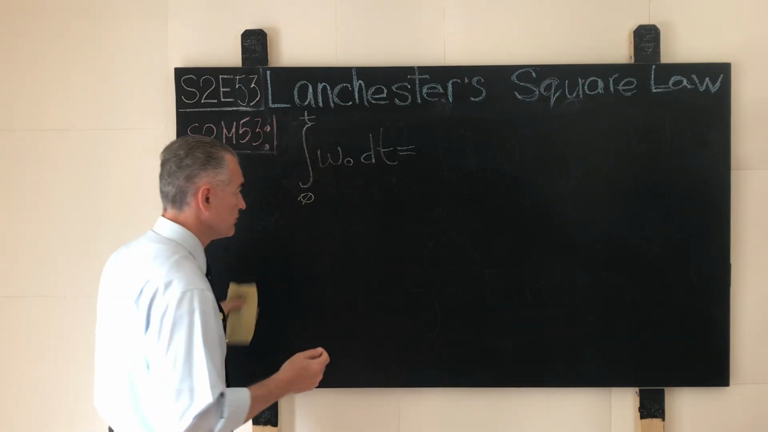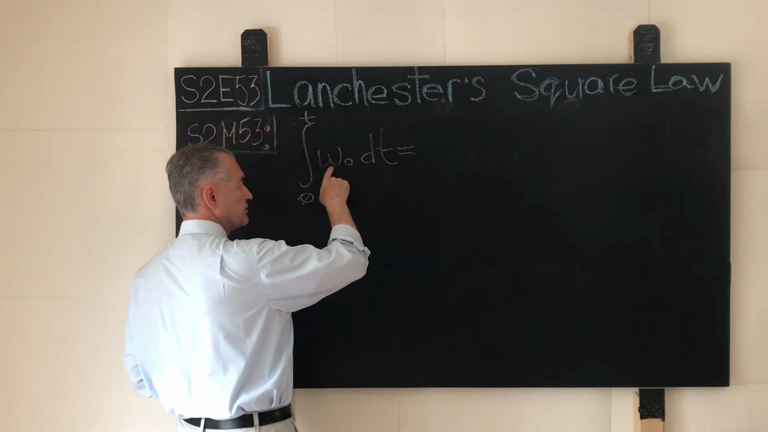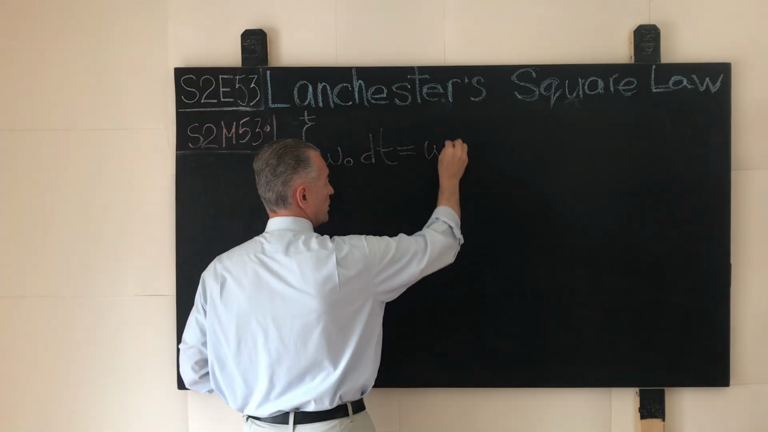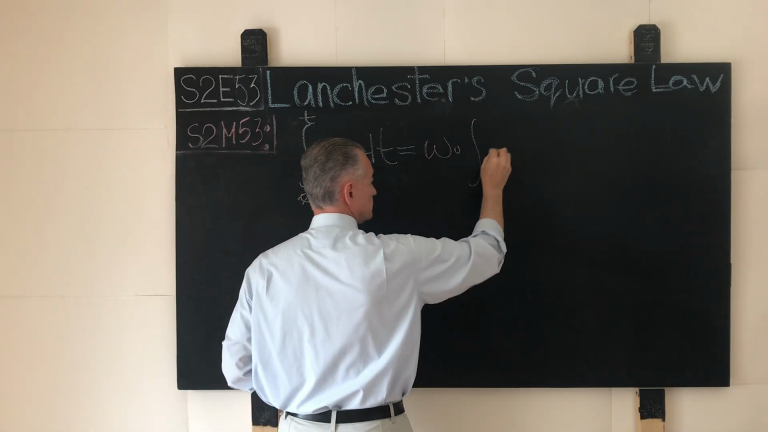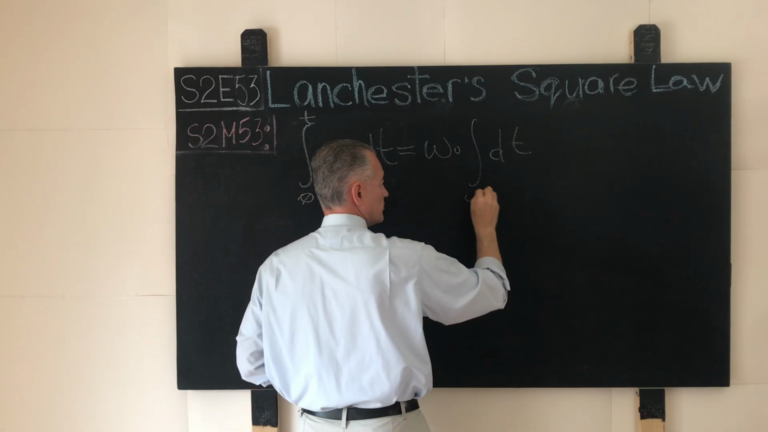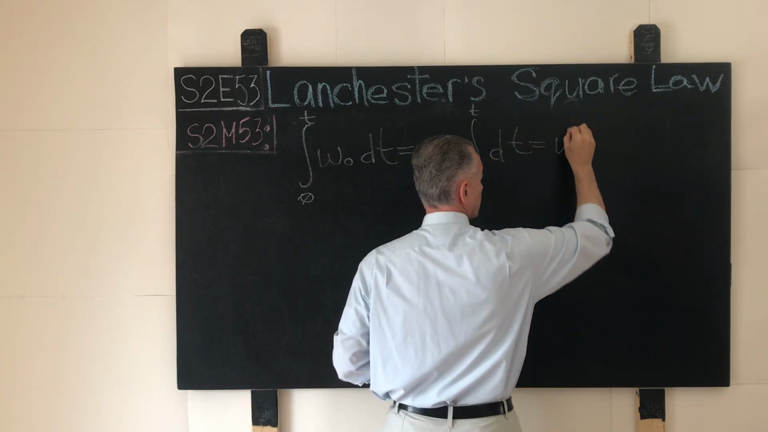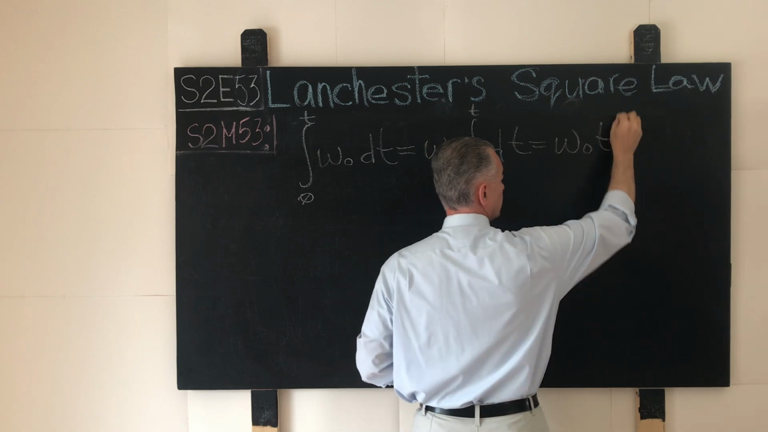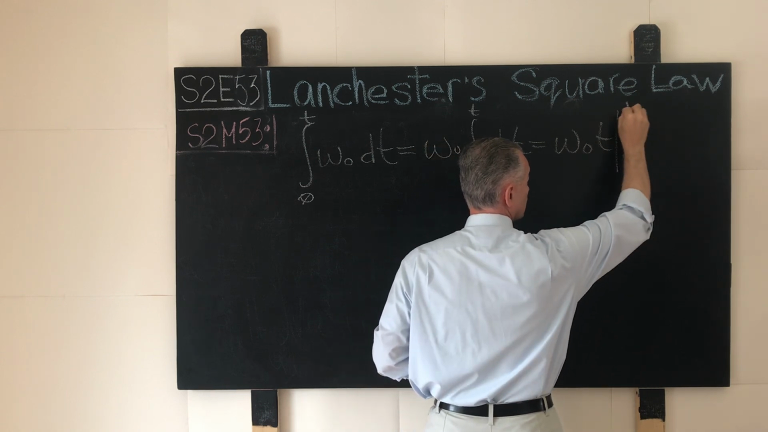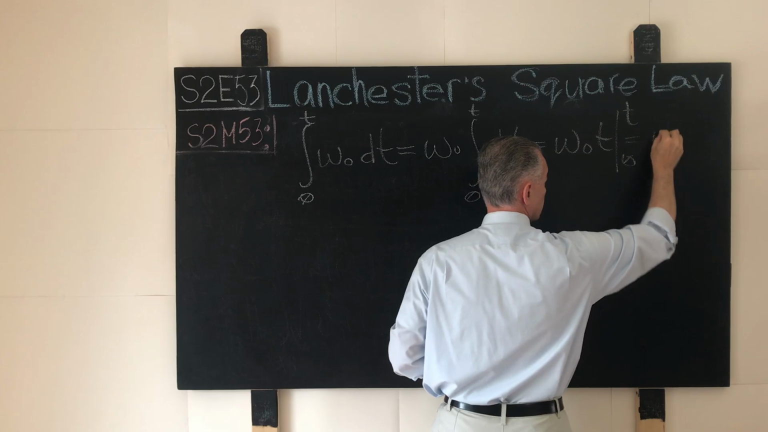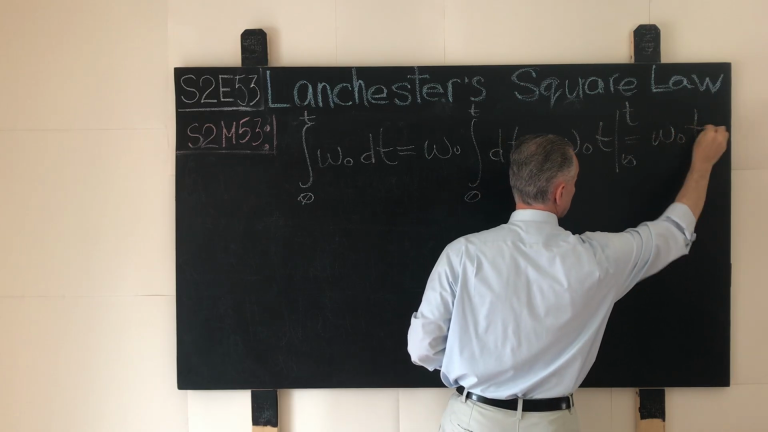This is a trivial integral in a sense. The constant can be carried out. The integral of dt from 0 to t becomes omega 0 t evaluated from 0 to t, and this is precisely omega 0 t.